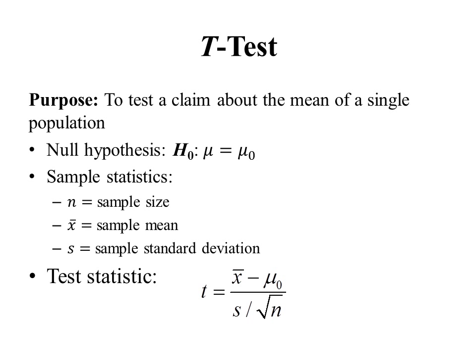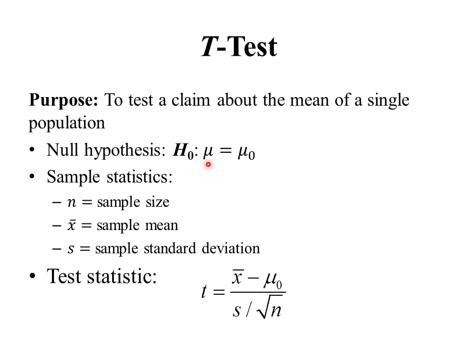So let's talk about this t-test. The purpose of a t-test is to test the claim about the mean of a single population. And that's exactly what we're doing here in this example. We're making a claim about the mean of this population of all 12-ounce packages of cheese. The null hypothesis looks like this.